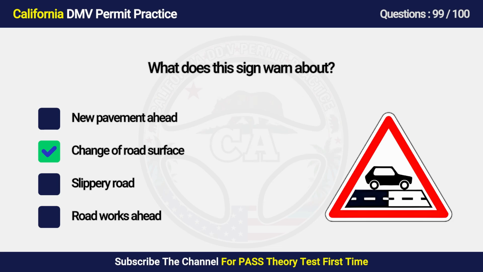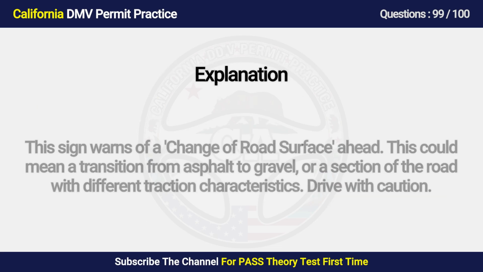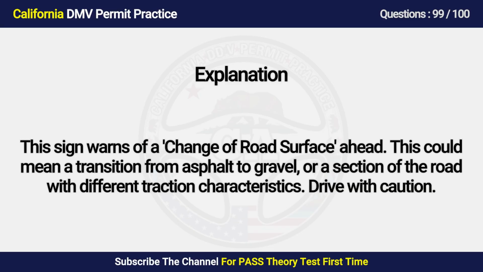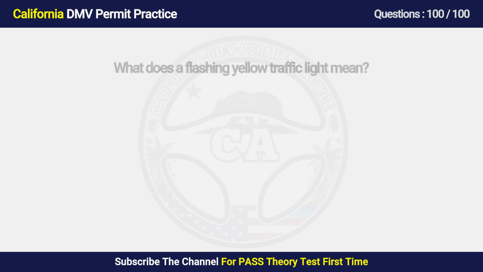Answer is B. Change of road surface. This sign warns of a change of road surface ahead. This could mean a transition from asphalt to gravel or a section of the road with different traction characteristics. Drive with caution.